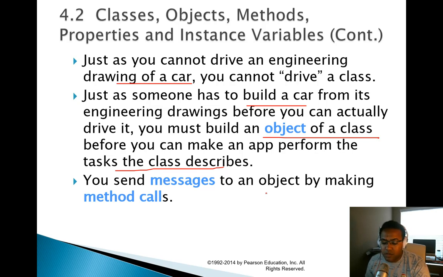So for the most part, in order for a class to do what it's supposed to do, you have to run it, or instantiate it and then run it. And you can actually do that through other classes. Normally there's a main class, or we call that a base class, and in that base class we run basically everything else from. You send messages to an object by making method calls.